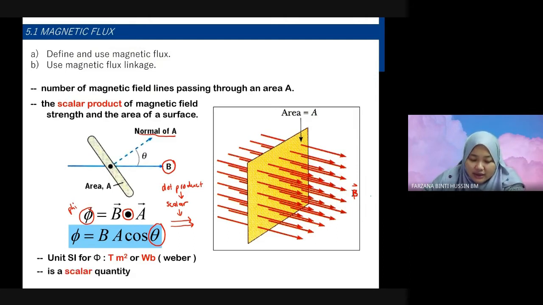If you get a question regarding magnetic flux, first thing first, you need to draw a diagram and determine the direction of the normal of the plane. Then you will know the suitable angle to put in your calculation and get the correct answer. The SI unit is T m squared, Tesla meter squared, or we can use Weber. As simple as that.